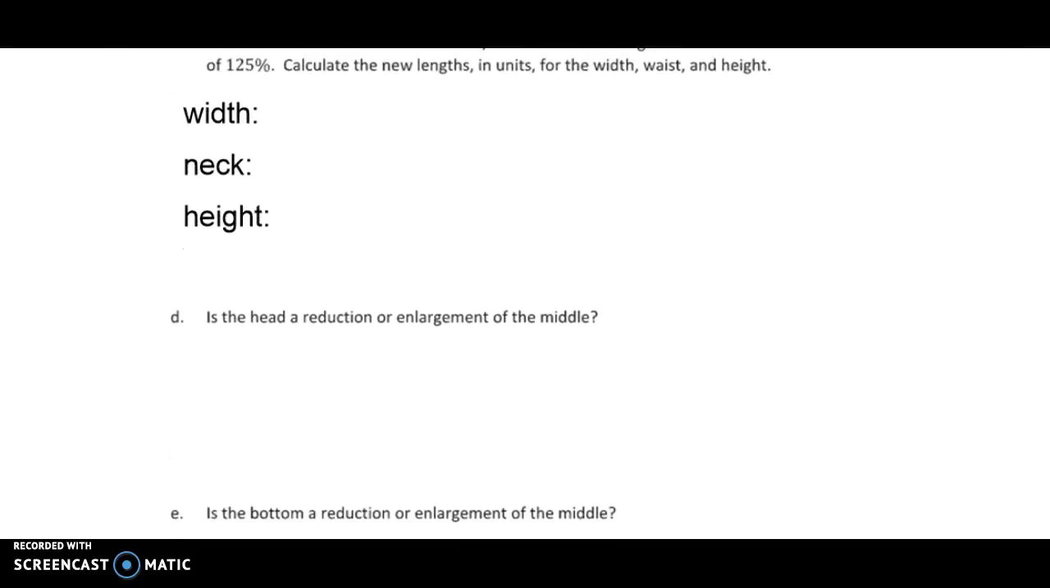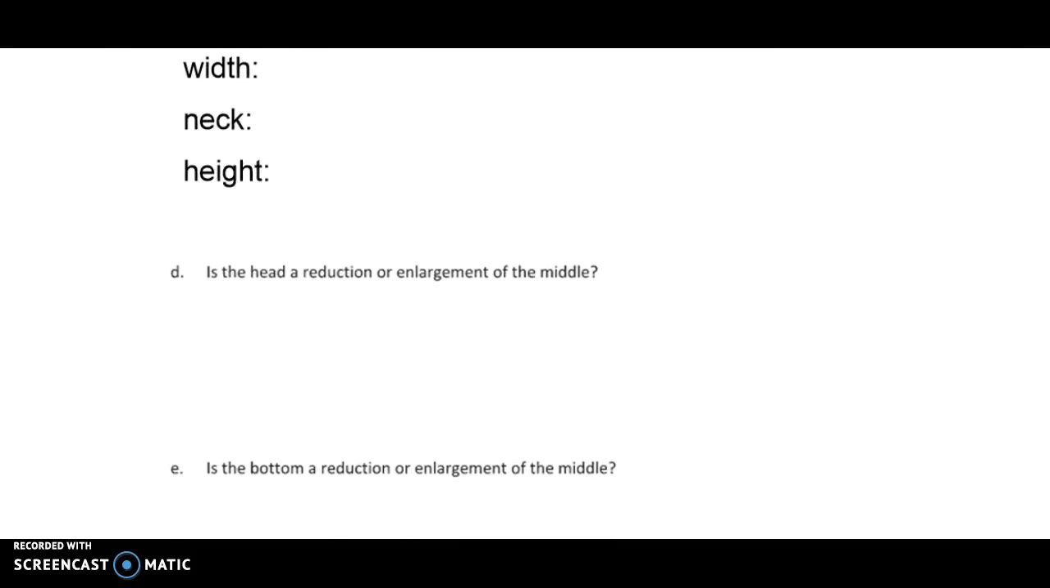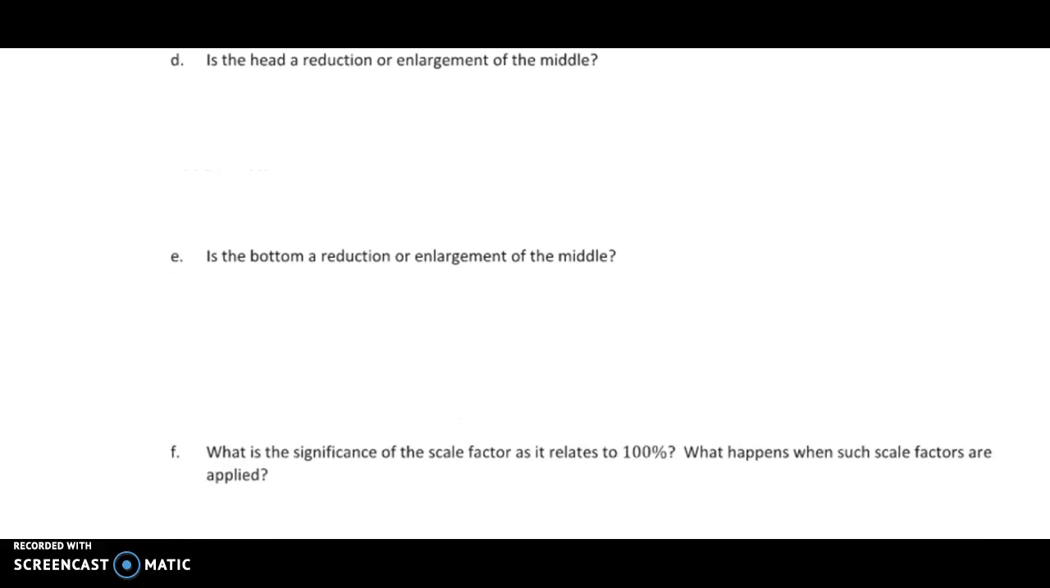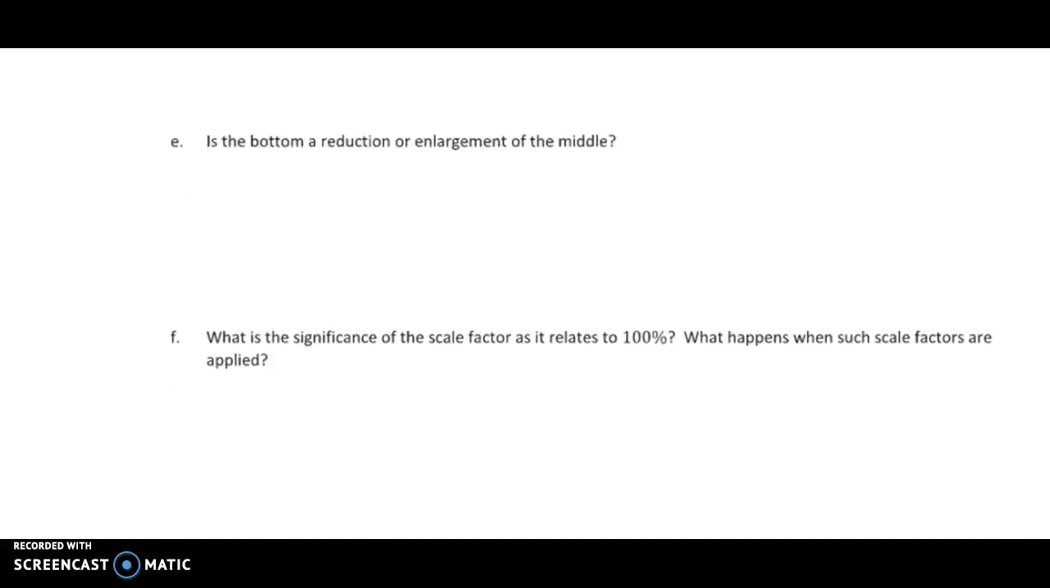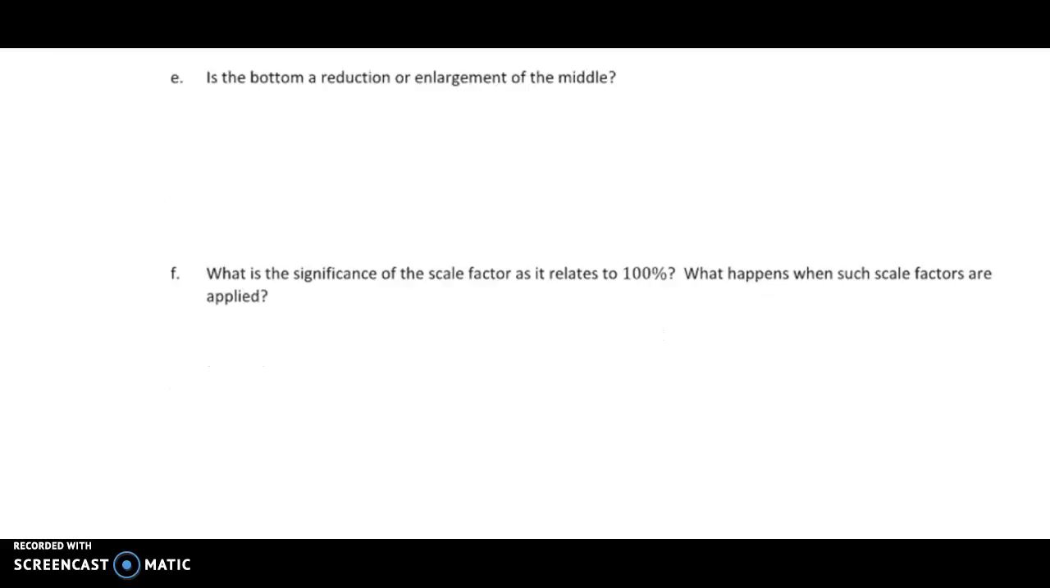The letter D, is the head a reduction or an enlargement? Is the bottom a reduction or an enlargement? And then here's the critical question that I really want to know. What is the significance of the scale factor as it relates to 100%? Okay, I know if it's something like 50%, it's going to be a reduction. It's going to be like half the size. If it's a scale factor of 200%, that means it's going to double in size. What's the significance of 100%? What would happen if it was a scale factor of 100%? You got plenty of space to write that in here.